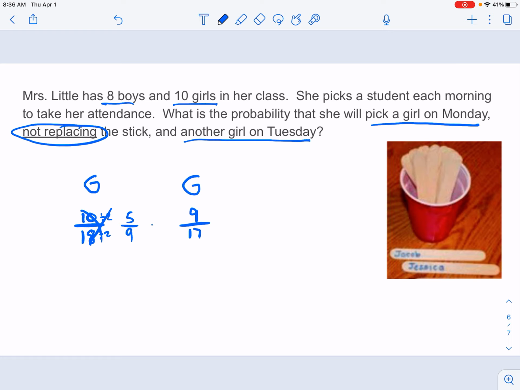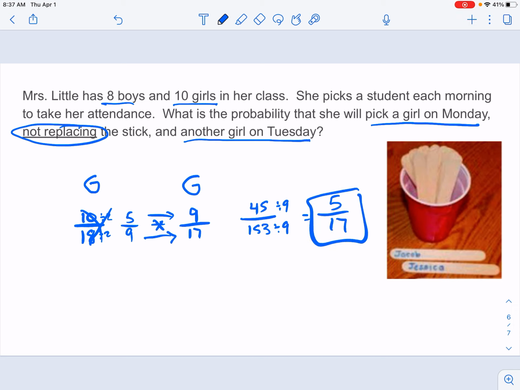Okay, so now when we multiply across, 5 times 9 is 45. 9 times 17, I think it's 153. Okay, and then to simplify, we can simplify by 9, and that's going to get us a 5 out of 17 chance of picking a girl the first day, not putting it back, and picking a girl the second day. Okay, so that second day depends on whatever happens first, because we have fewer sticks and we have fewer girls available.